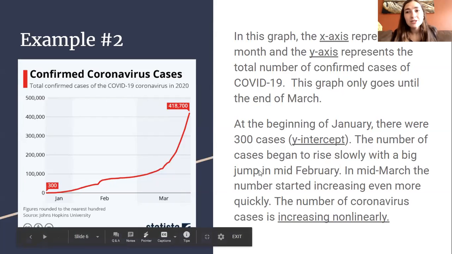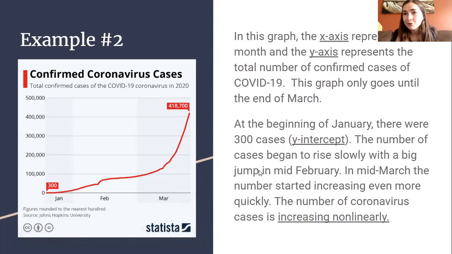There's a lot of data out there right now on the coronavirus and what's going on in our world. Being able to analyze graphs will help us understand the situation more and understand what the heck is happening. So this is it for analyzing graphs.